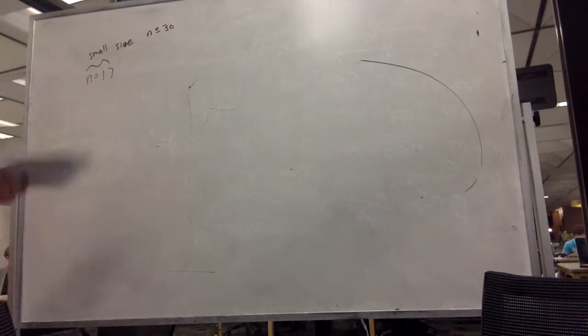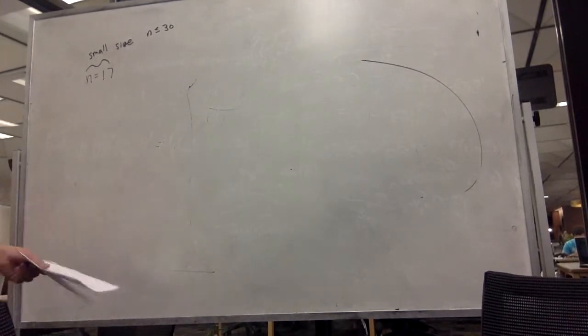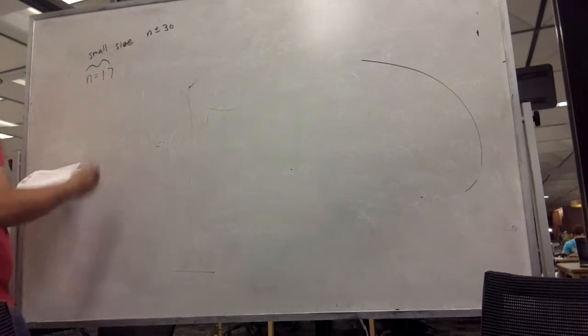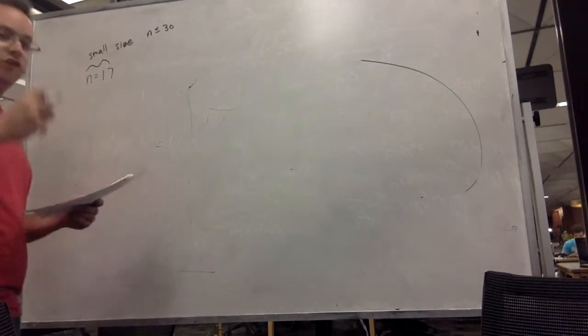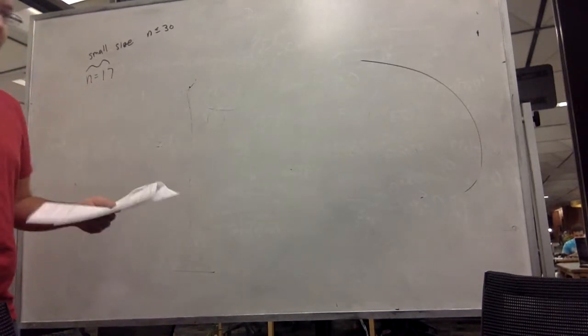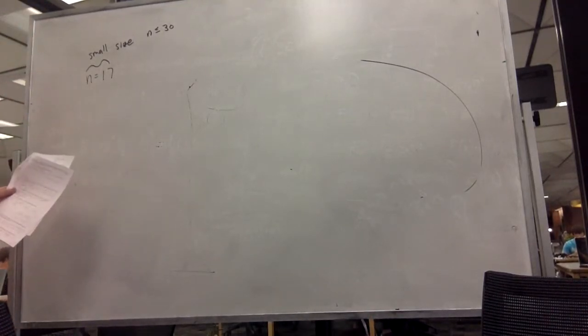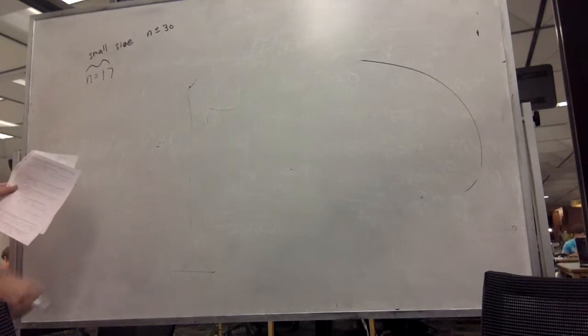For some universities it's 25, some universities it's 40, but in this book it's 30. So that's our magic number. 17 is small enough that we're going to use the t distribution. When you see n equals 17, automatically write down t distribution because it's a small sample size. You'll get points automatically. If it says n equals 30 or n equals 25, you use the central limit theorem.